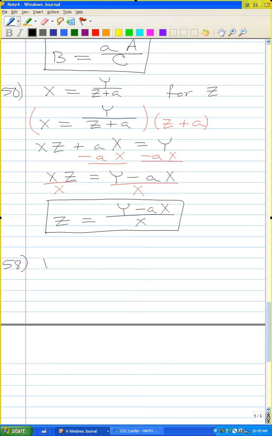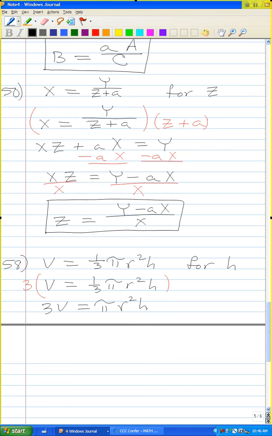Okay, so V equals 1/3 pi r squared h, and you want to solve for h. Oh, by the way, of course, this is the formula for the volume of a right circular cone. And so, first off, let me multiply both sides of my equation by 3, the denominator. If I do that, I get 3V equals pi r squared h.